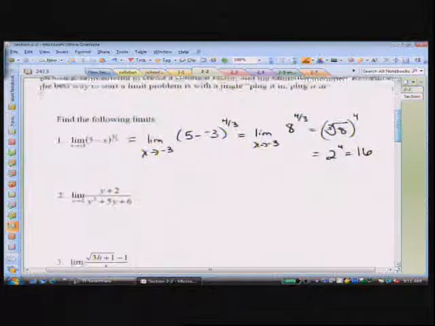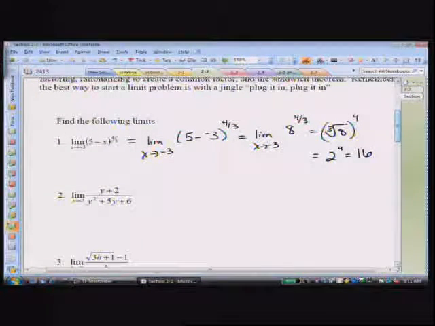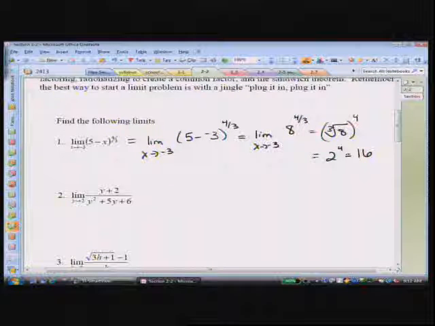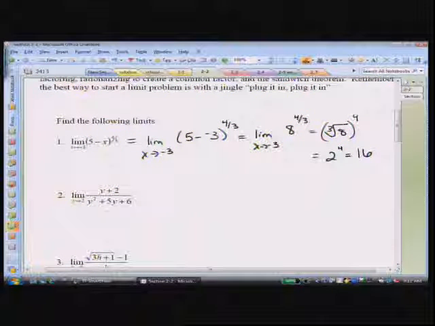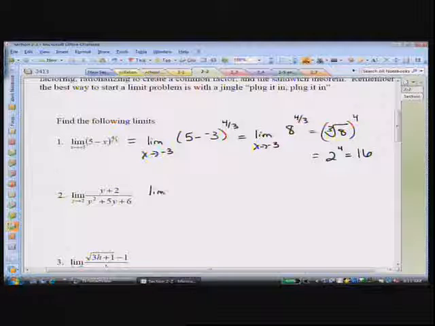Either way. Okay. Number 2, let's go ahead and try just plugging it in first. The limit as y approaches 2 of this is called a rational function. This is a linear function in the top and then a quadratic function in the bottom, just reminding you of some language.